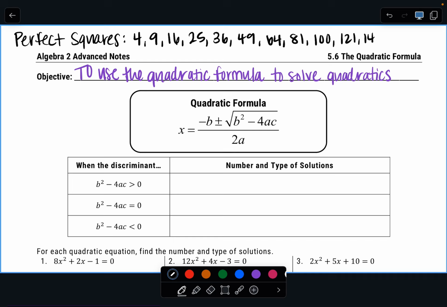121, 144. Now, typically, this is about as far as we go. We go all the way up to 12 squared. If I were you, you're not going to have a test this week. Your test is next week. As soon as you get your test, I would write perfect squares somewhere and list them out, so that when you get to the point where you're simplifying your radicals, you know what they are. Because remember, when I simplify a radical, I'm looking for factors of that number that are a perfect square.